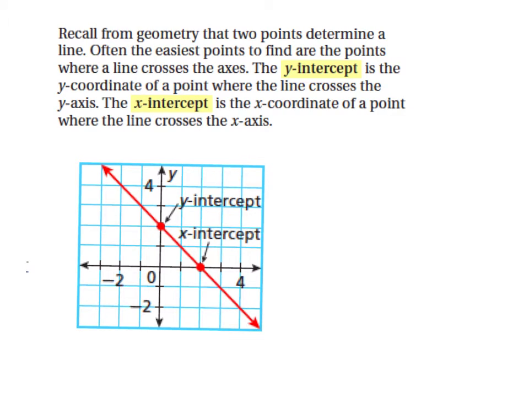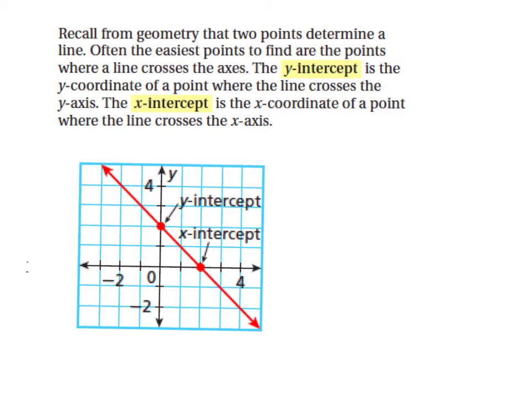Now, something for us to remember first from Algebra 1, and that is what the definition of a y-intercept and an x-intercept is. A y-intercept is the y-coordinate of a point where the line crosses the y-axis. Remember, the y-axis is the vertical axis, so the y-intercept is where the red line, in this case, crosses that y-axis. It would be at y equals 2. The x-intercept is the x-coordinate of a point where the line crosses the x-axis. So again, the x-axis is the horizontal axis, so the x-intercept would be where the red line crosses that horizontal axis. Again, here it would be x equals 2.